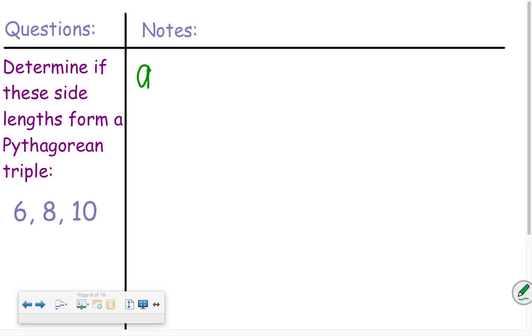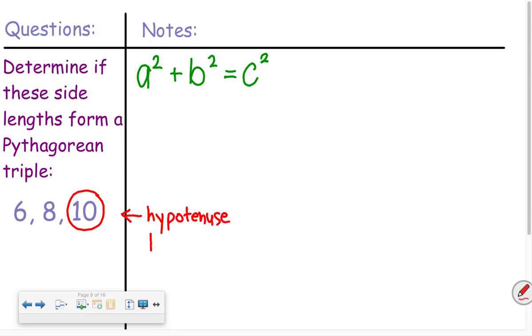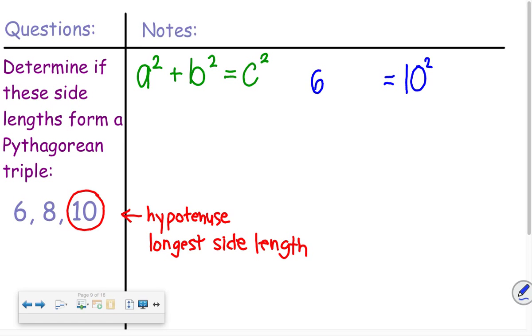So we are going to plug these three side lengths into a squared plus b squared equals c squared. If both sides are equal to each other, the answer is yes. So I'm going to take my three numbers, 6, 8, and 10. We know that the hypotenuse is always the longest side, so this has to be our hypotenuse because it is the longest side length. So I am going to take my 10 and put it in for my hypotenuse, and then that would mean my legs are the 6 and 8.